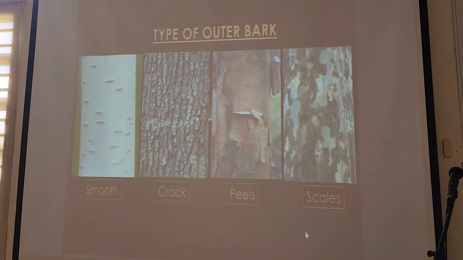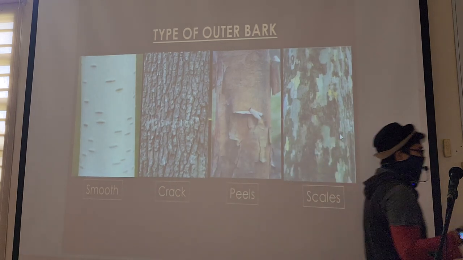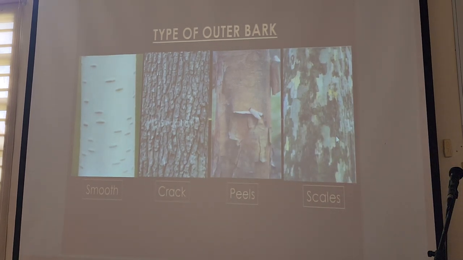Different kinds of bark, and this is actually not very common in Malaysia. But I can tell you, usually, what plant is this? This is actually birch tree. This is oak tree, this is cherry tree, this is, I forgot the name actually. Eucalyptus, minyak kayu putih. These are examples of it.